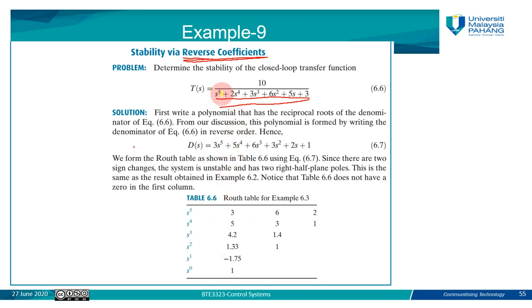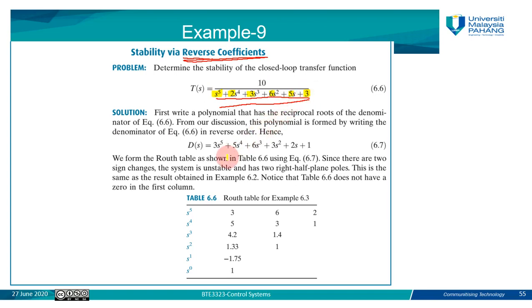The coefficient for s^5 in the characteristic equation is 1, correct? The coefficient of s^0 is 3. The coefficient of s^1 is 5. The coefficient of s squared is 6. The coefficient of s cubed is 3. The coefficient of s^4 is 2, correct? So this is the original one. On the left, we put the coefficient of s^0 to be the coefficient of s^5, and we put the coefficient of s^5 to be the coefficient of s^0.